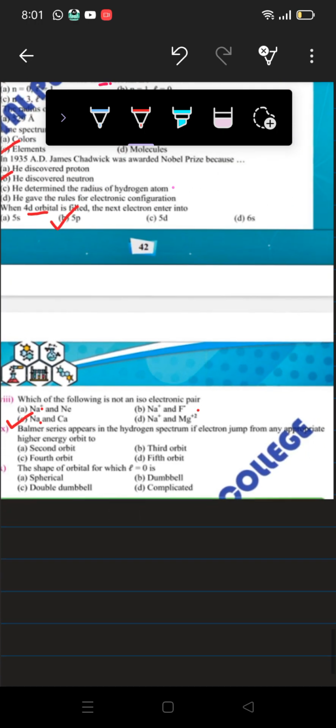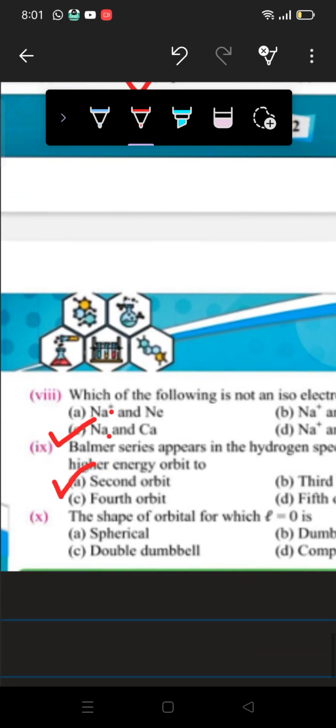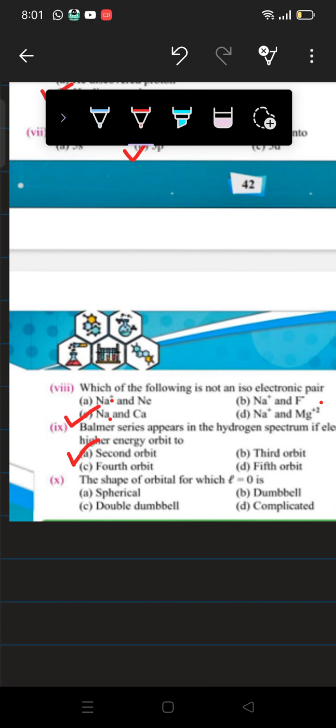Balmer series appears in the hydrogen spectrum where an electron jumps from any appropriate higher energy orbit to the second orbit, because we know that when an electron from anywhere comes to the first orbit, that is the Lyman series. When an electron from anywhere comes to the second orbit, that is the Balmer series. To the third orbit, that is the Paschen series. To the fourth orbit, that is the Brackett series. To the fifth orbit, that is the Pfund series. And when it goes to the sixth orbit, that is the Humphreys series. But here they are landing on the second orbit, and that is the Balmer series.